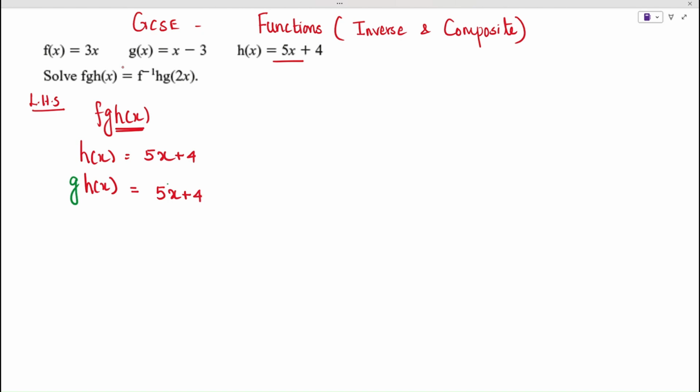And we're going to put this in brackets because we're substituting this in our x value of our g of x function. And outside we have minus 3. When we simplify this down, we are left with g of h of x is equal to 5x plus 1.